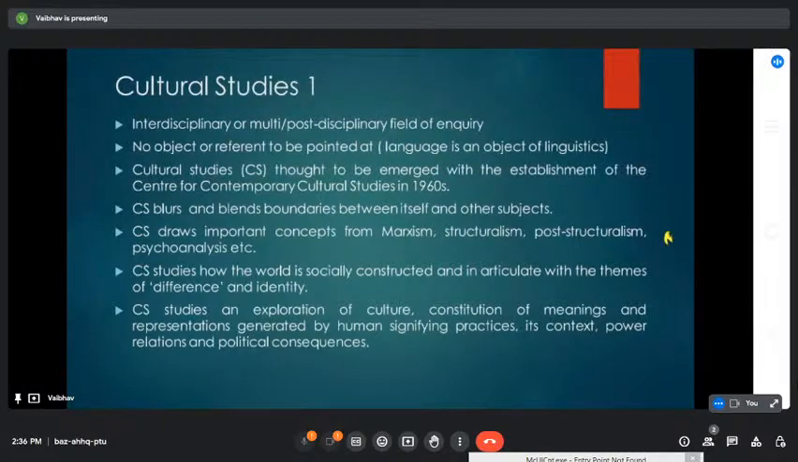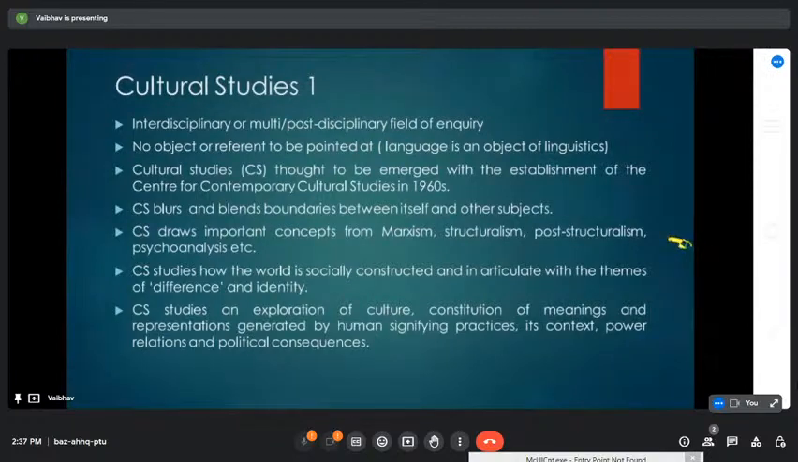Here, what is cultural studies? I have made it a short form, CS, for cultural studies. So it blurs and blends boundaries between itself and other subjects. It takes the sources of inquiry from other fields of study, for example, economics, politics, feminism, sociology. So there is no watertight compartment between cultural studies and sociology, for instance. The sources for understanding culture, cultural changes, cultural politics, cultural economy, and so on. So the boundaries are blurred or blended.